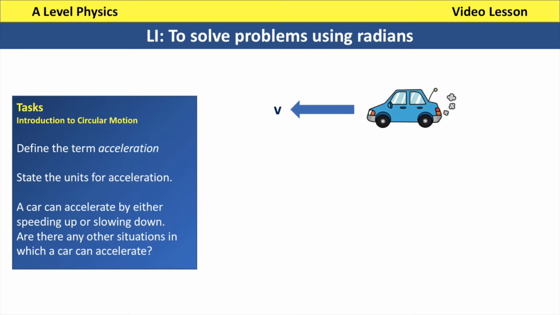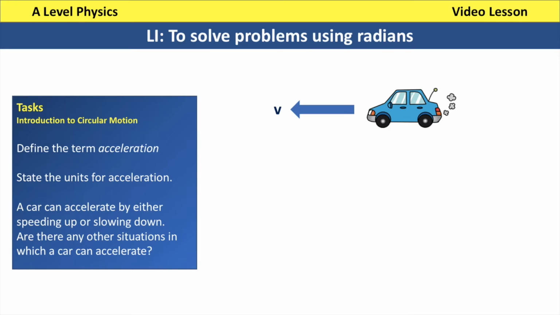I would like you to think back to the studies that we've done on Newtonian mechanics and give me the definition and the units for acceleration. And then a car can accelerate by either speeding up or slowing down. Are there any other situations in which a car can accelerate? Pause the video, answer the questions, and then press play to mark your answers.